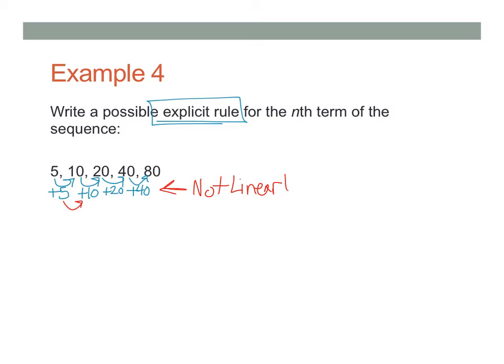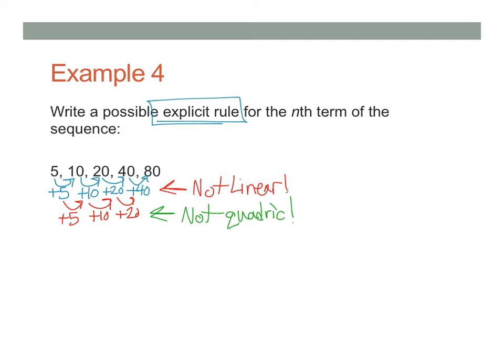Now let's check for a constant second difference. To get from 5 to 10, you add 5. 10 to 20, you add 10. 20 to 40, you add 20. Well, that means it's not quadratic because it does not have a constant second difference.